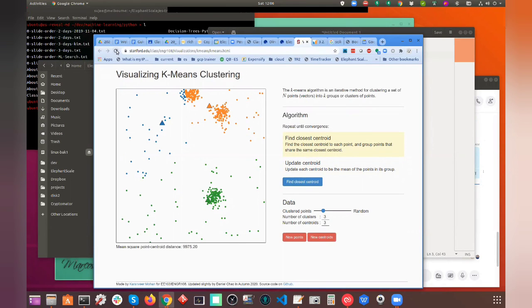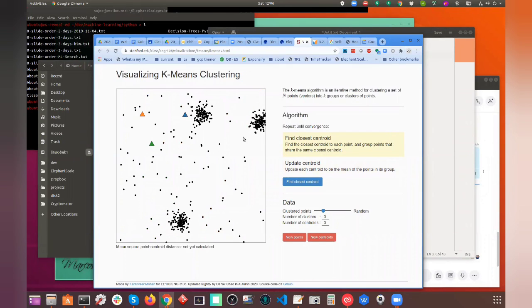Let me do one more. Let me refresh to get another random data set. So here I have random points and random center points. Every time I click, you will see how they're moving. After a while, you will see the clusters stabilize. The center points have moved, and that's pretty much it. The movements are now pretty small. So it found three clusters: one, two, three.